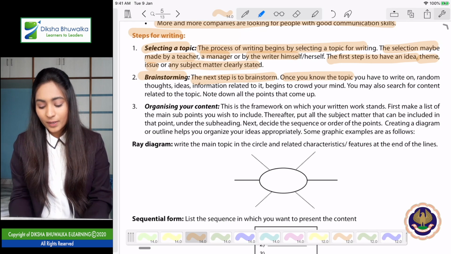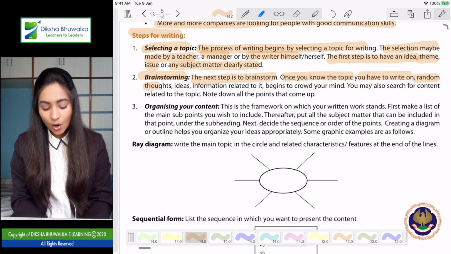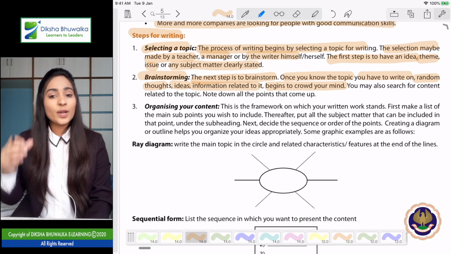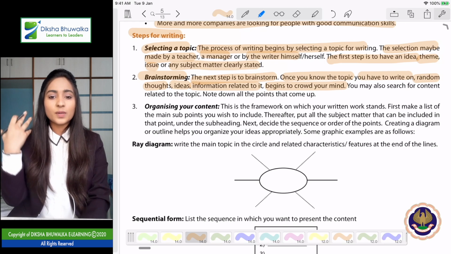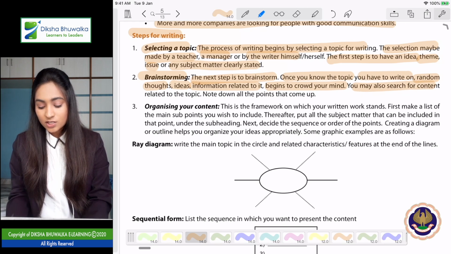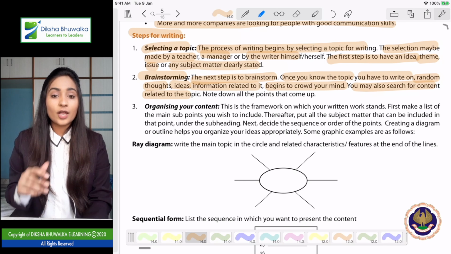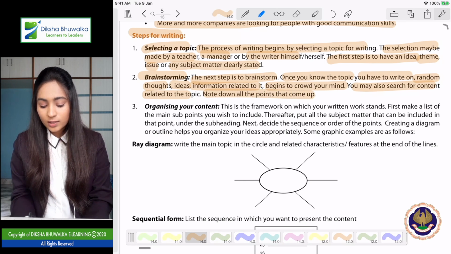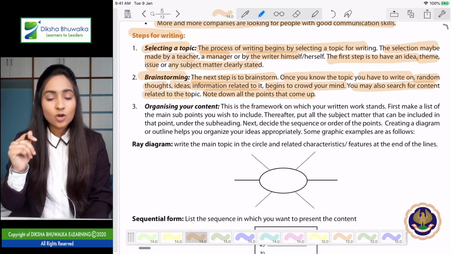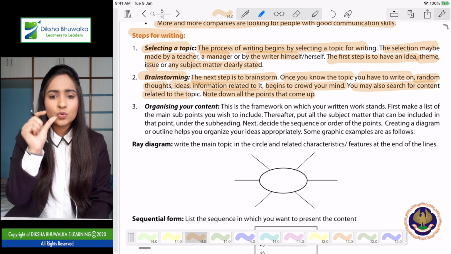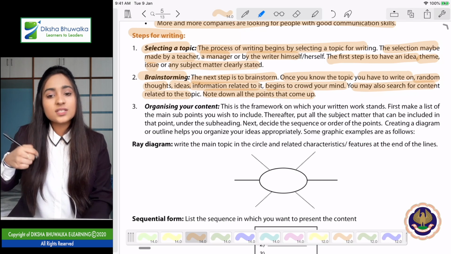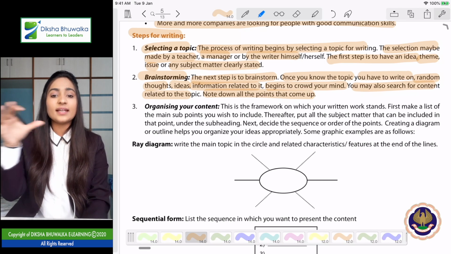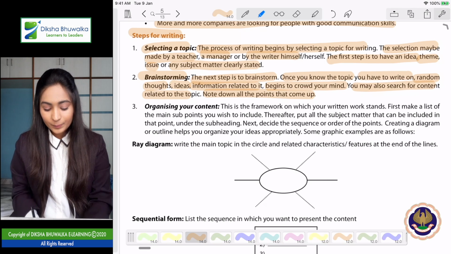Once you know the topic you have to write on, random thoughts, ideas, information related to it begin to crowd your mind. Now, when you start thinking, a lot of thoughts will come to your mind. You may also search for content related to the topic. Now, if you're not in the exam, you can also search online about the topic. Note down all the points that come up. Whenever you are brainstorming, just in very short 2-3 word phrases, start noting down those ideas so that you do not miss the idea when you're organizing and collecting the points and starting writing.